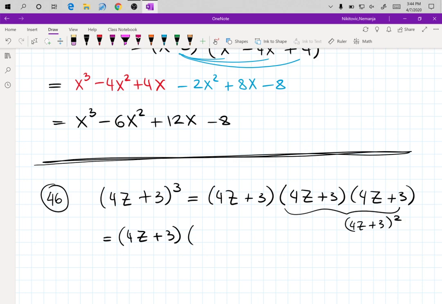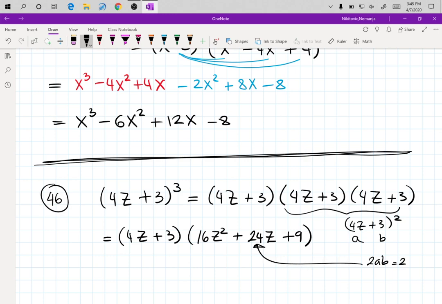So that's going to be 16z squared, because it's a squared. That's your a, that's your b. Then we keep the sign, so that's plus 2 times 3 times 4. Well, that's 24z. Plus 3 squared is 9. So the 2ab term, the one in the middle, is 2 times 4z times 3, which works out to be 24z.